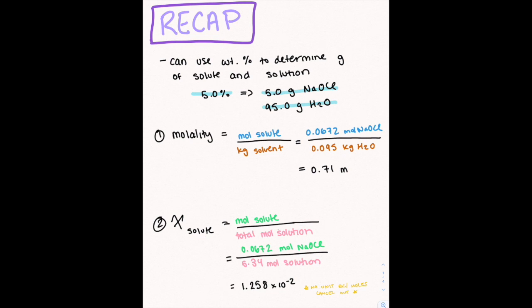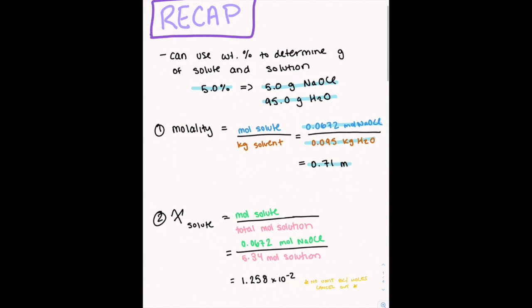The first part of the question was asking us to find the molality of the bleach. So we used the weights that we found above. We converted the grams of NaOCl into moles, and then the grams of water into kilograms of water, and we plugged these values into the molality equation, which is the moles of solute over the kilograms of solvent. This then gave us a molality of 0.71.